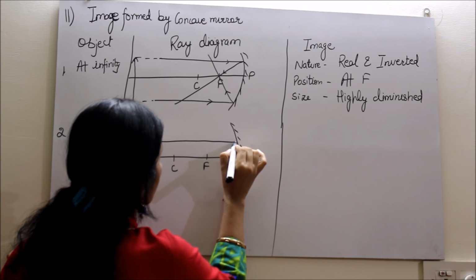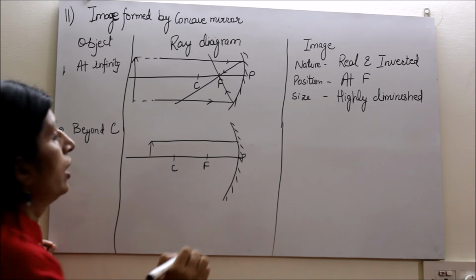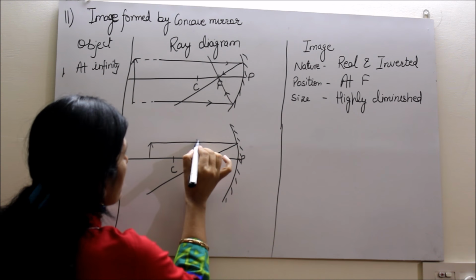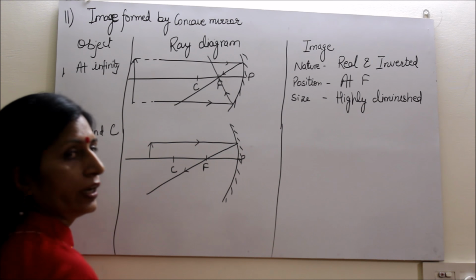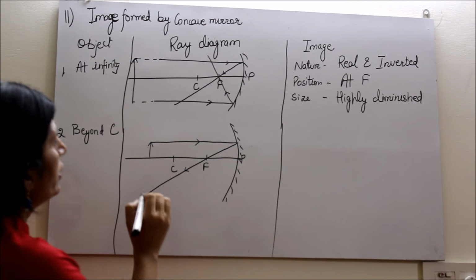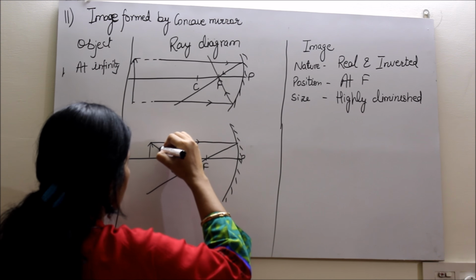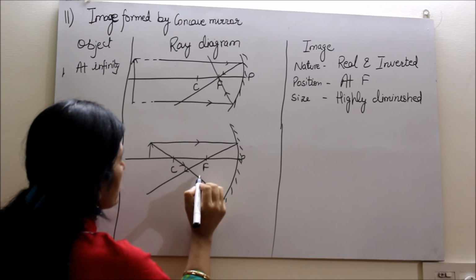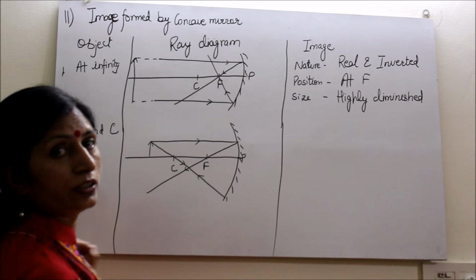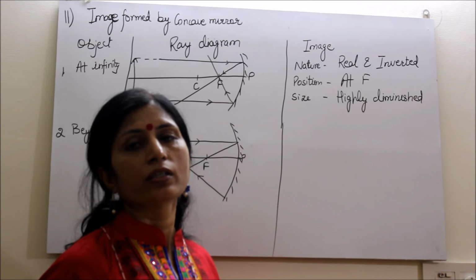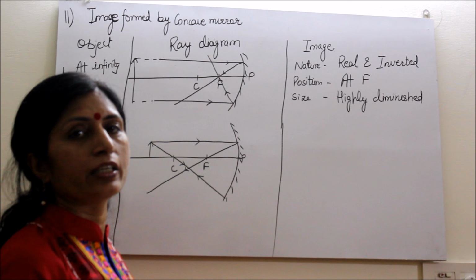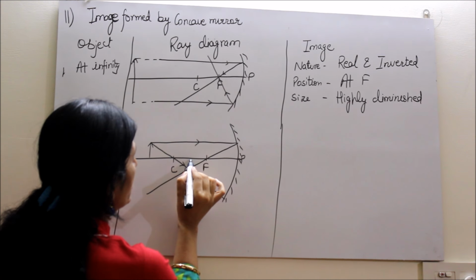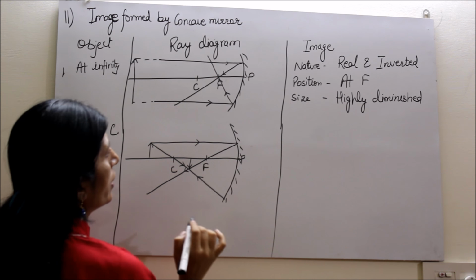Any ray which is passing parallel to the principal axis after reflection from the mirror passes through focus. And let us take the second rule as any ray passing through center of curvature is redirected along the same path. It is not deviated and it is redirected along the same path. So wherever these two reflected rays meet, we'll draw the diagram there.